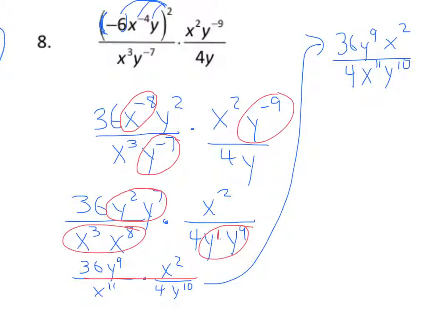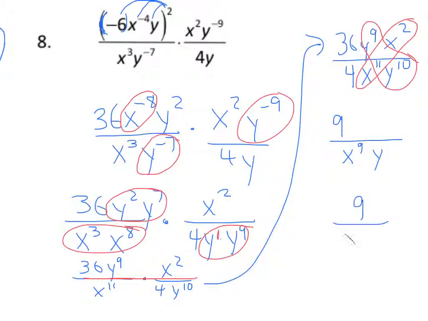I can simplify 36 over 4. 36 divided by 4 is 9 over 1, or 9 on the top. For my x's, I subtract my exponents, and I get x to the ninth on the bottom. And for the y's, I subtract the exponents, and I just get y to the first power on the bottom, which is just y. And that's my answer, but I'm going to move my 9 over. So it would be 9 over x to the ninth y.